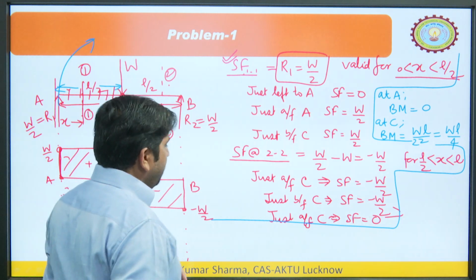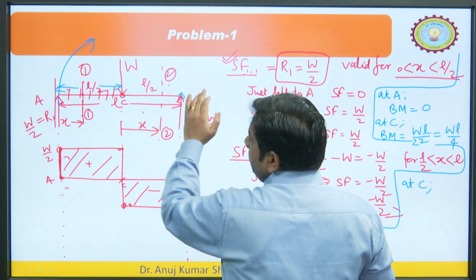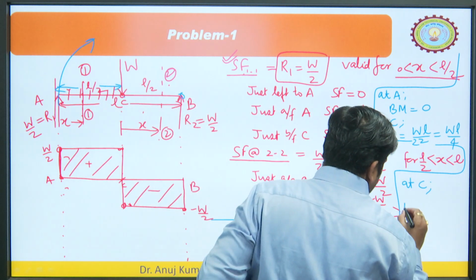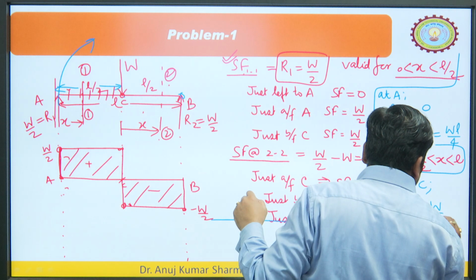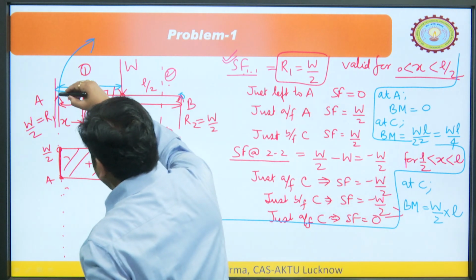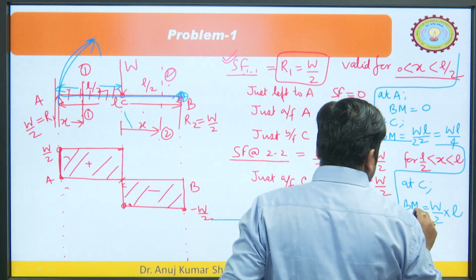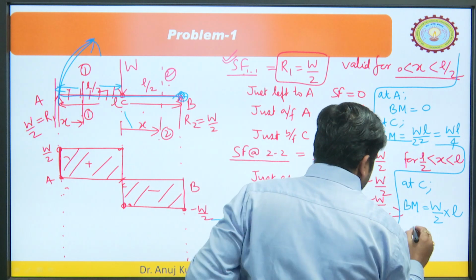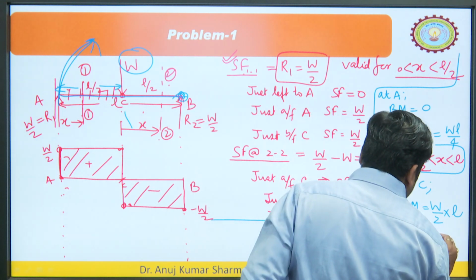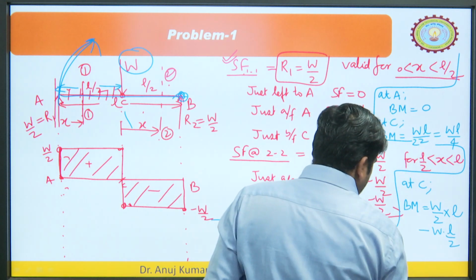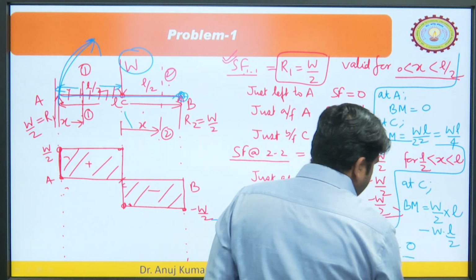Now, if you want to calculate the bending moment at point B, you see that at this point these two forces are on the left side. So, the bending moment at this point would be W by 2 into L, clockwise about this point, where the total distance is L, minus this force acting downward, which is W into L by 2. So, what would be the bending moment at this point? W L by 2 minus W L by 2, which is again 0.